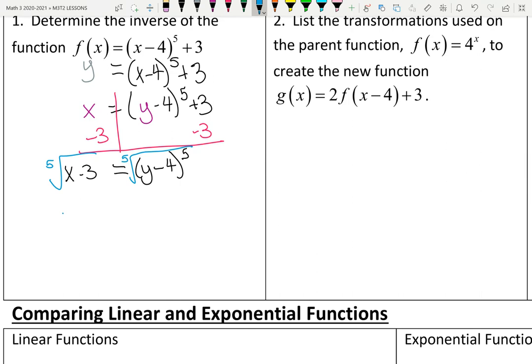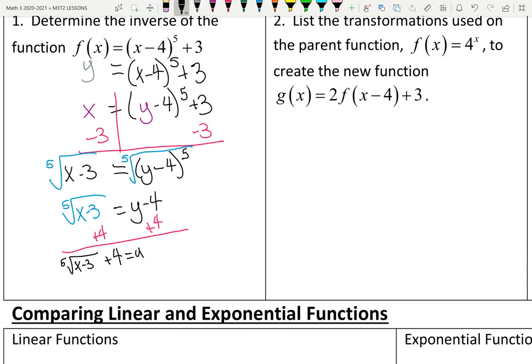What this is going to cause on the left is going to be the 5th root of x minus 3. And on the right side, it's going to just be the inside of the radical, y minus 4. I add 4 to both sides, and then it's going to result in the 5th root of x minus 3, plus 4, which is equal to y. My last step is to flip, and I have found the inverse of the original function.